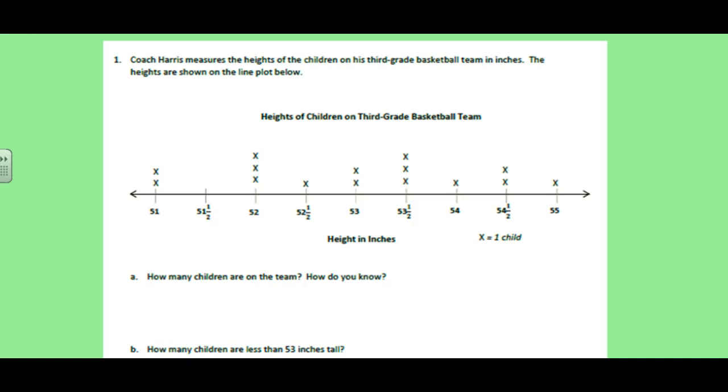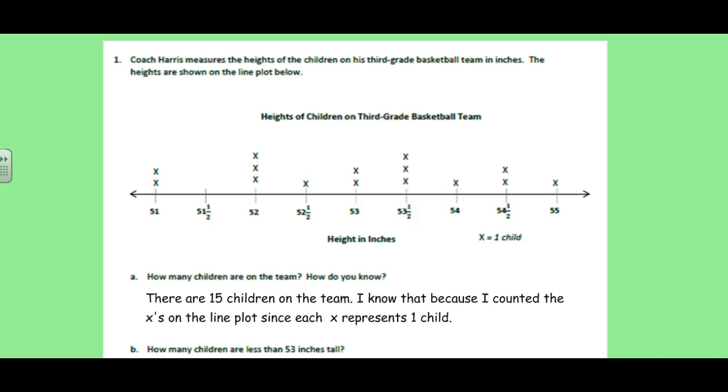So we're going to start with question A, and it says, how many children are on the team, and how do you know? The way that we figure out how many children are on the team is just by looking at how many X's are on the line plot, because if he measured all of the kids on the basketball team, then all of those measurements would be on this line plot. So you need to count all of the X's on the line plot so we know how many children are on the basketball team, and then we need to write down how we knew that was the number of children on the basketball team. So I want you to push pause to get A answered, and then push play when you're ready to check it.